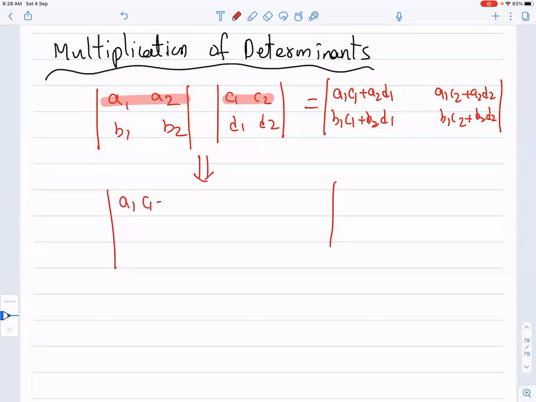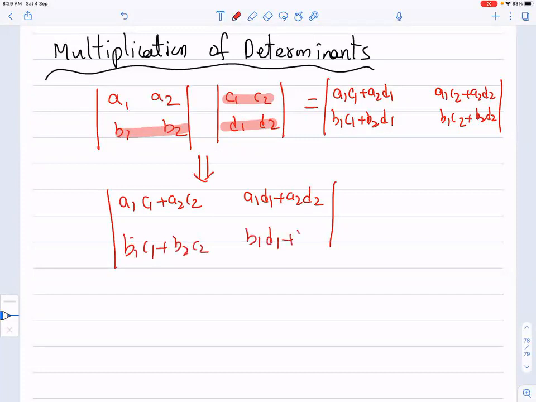A1 C1 plus A2 C2, first row with first row. A1 D1 plus A2 D2, first row with second row. B1 C1 plus B2 C2, B1 D1 plus B2 D2. Is it clear, students? First row with first row, first row with second row, second row with first row, second row with second row. Any doubt in this, students? See, this can easily happen.